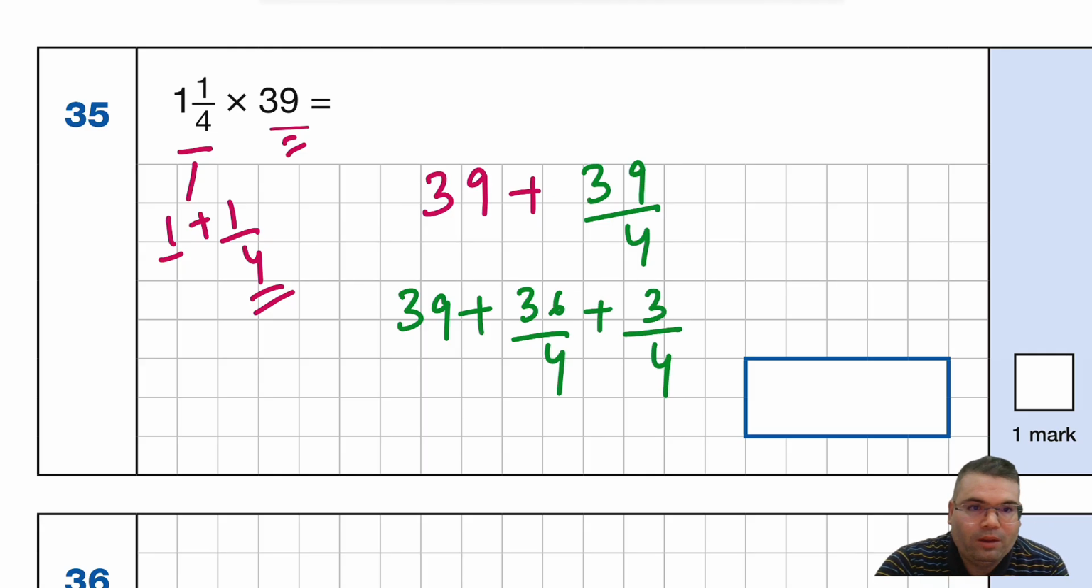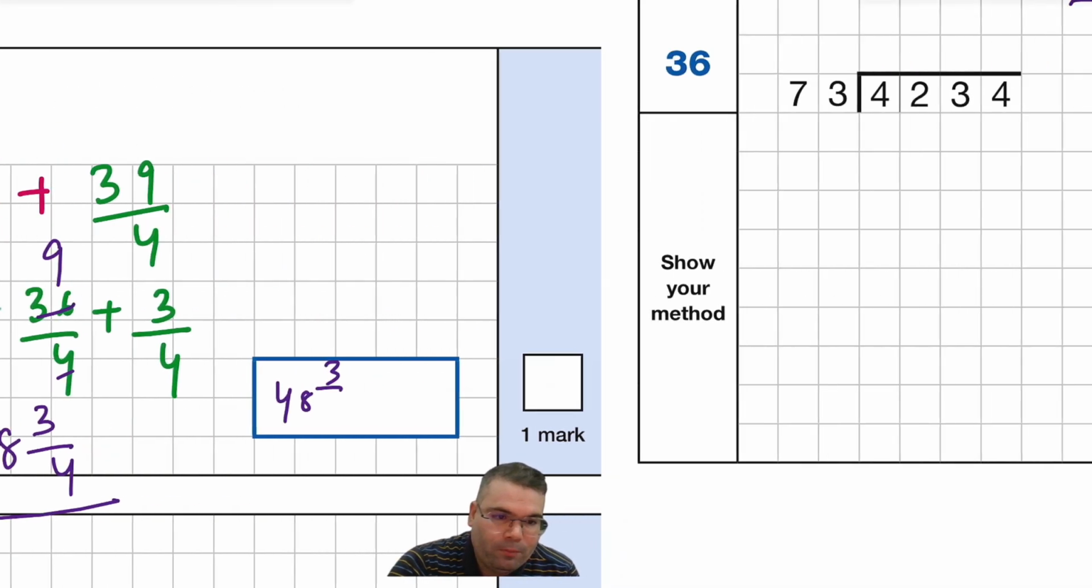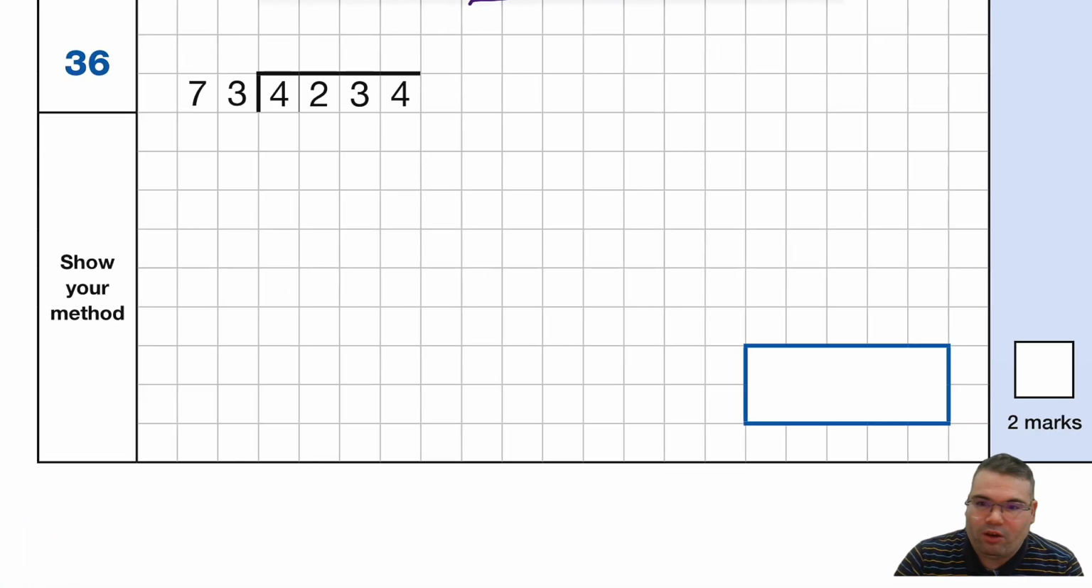3 over 4. We can break it like this. Now 36 over 4 is nothing but 9. Now 39 plus 9 is 48. And this 3 by 4 as it is. So our answer is 48 3 over 4. So this is the last question of division, a 2-mark question, and we need to show the method.